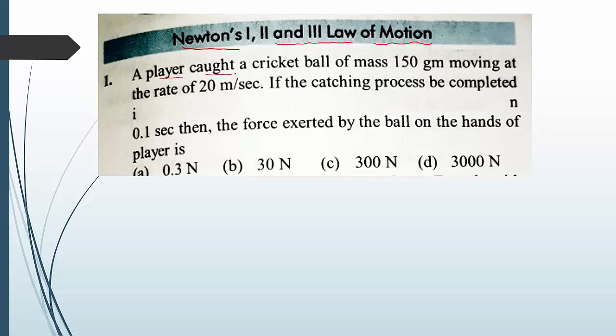A player caught a cricket ball of mass 150 gram moving at the rate of 20 meter per second. If the catching process be completed in 0.1 second, then the force exerted by the ball on the hands of the player is. Now you can observe the givens. They had given mass is 150 gram and it is moving with velocity. Mass and velocity are given. And also they had given a time 0.1 second. So we have to find force exerted by the ball on the hands of the player.